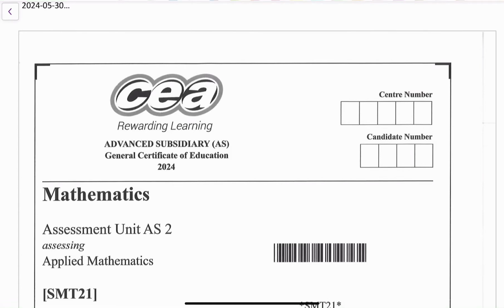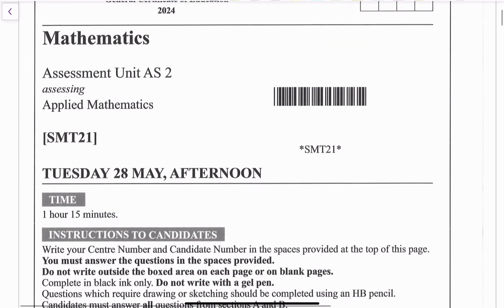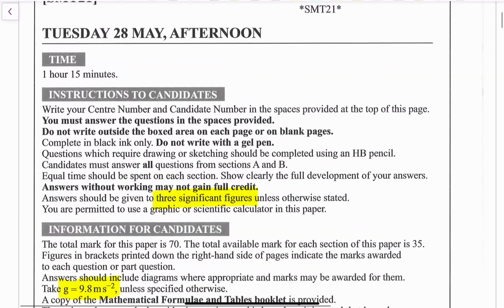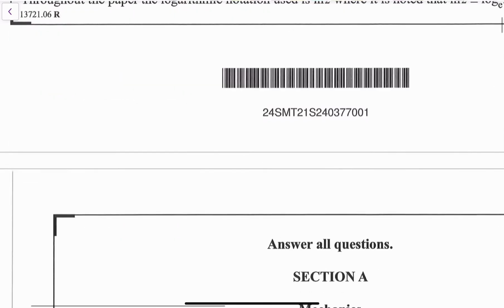These are the solutions to 2024's AS2 mathematics exam. This is a mechanics and statistics paper. So first of all, if we read the instructions, it tells you answers should be given to 3 sig figs, and also gravity should be taken as 9.8 meters per second squared.